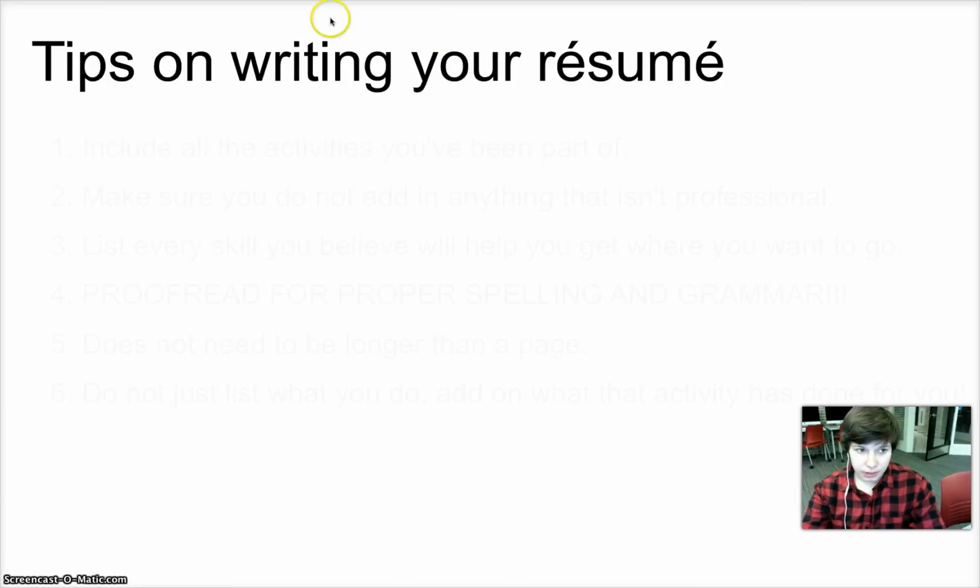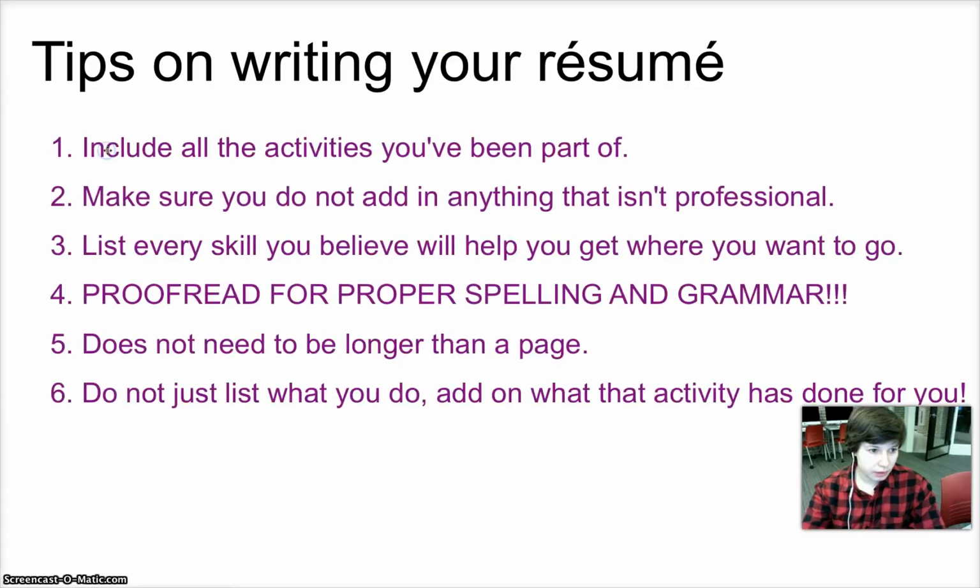Now, here are some tips for writing your resume. The first is to make sure you include all of the activities you've been a part of. This will give you an edge if you're an especially well-rounded student. The second is to make sure you do not add in anything that isn't professional. This includes hobbies such as collecting rocks or being able to watch Netflix for 6 hours at a time. Colleges don't really care about this and should not be included. The third is to be sure to list every skill you believe you have that will help you get where you need to be. Make yourself stand out from the others in the crowd.